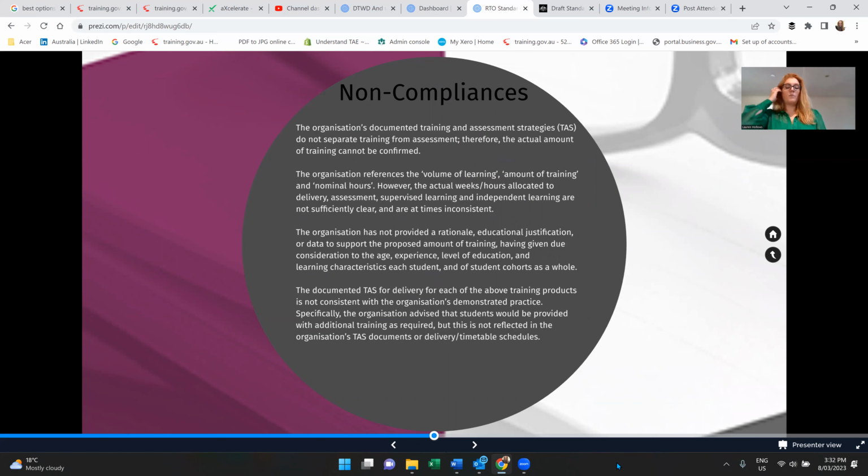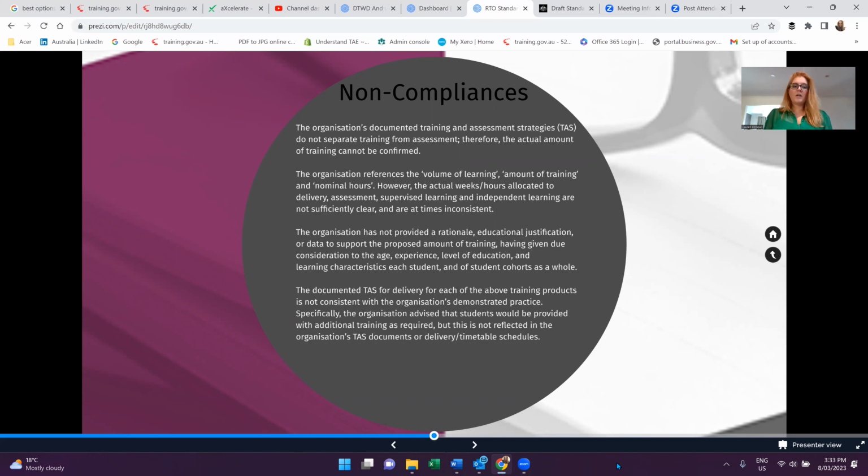Okay, here are some of the common non-compliances, and these are from like 2022 audit reports. So the organization's documented TAS did not separate training from assessment. So when you put together your TAS, you should have, here's the training that's happening, here's the assessment that's happening, and then even I always break up that training. Here's the face-to-face training that's occurring. Here is the self-study that we expect the students to do. Here's the classroom-based training. Here's the workplace-based training. So we separate all of those things to very clearly show how the course is actually run.